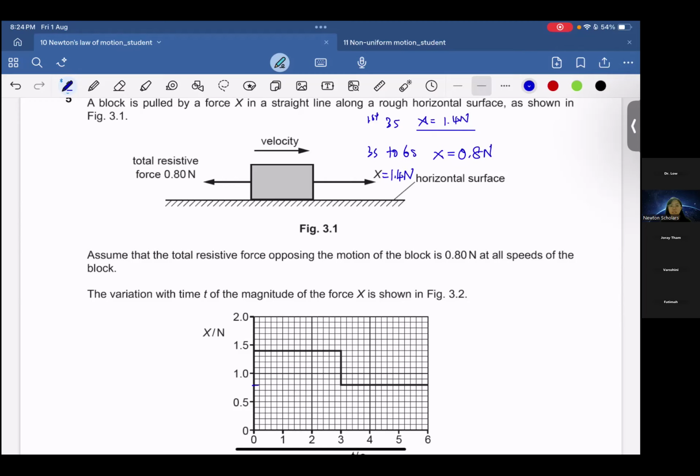3 seconds to 6 seconds. The X actually is 0.8 Newton. So at this moment, what is the motion? Is it object at rest, accelerating, constant speed, decelerating, or how? Boys and girls, type your answer in the chat box. Or do you need me to give some hints? Let me check. Decelerating? No.